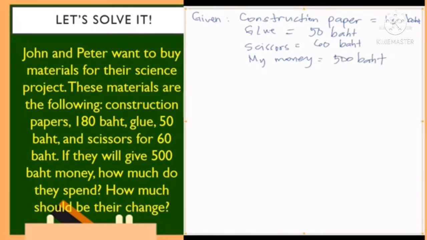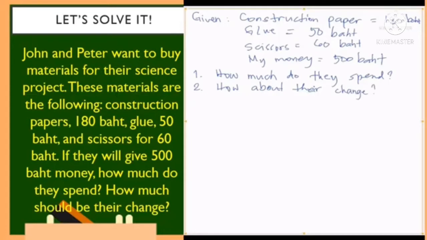Okay, and don't forget the questions, right? So that is part of our given. What is our first question? How much do they spend? So I will put here the first question. I will write 1. How much do they spend? That's the first question. Okay, the second question we have here is how about their change, or how much should be their change?